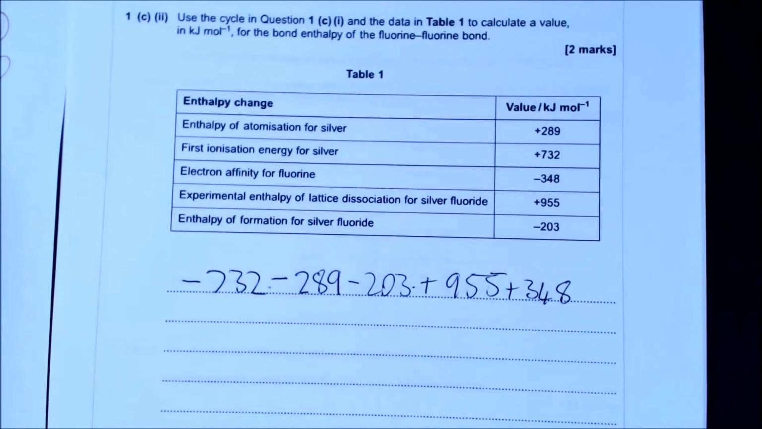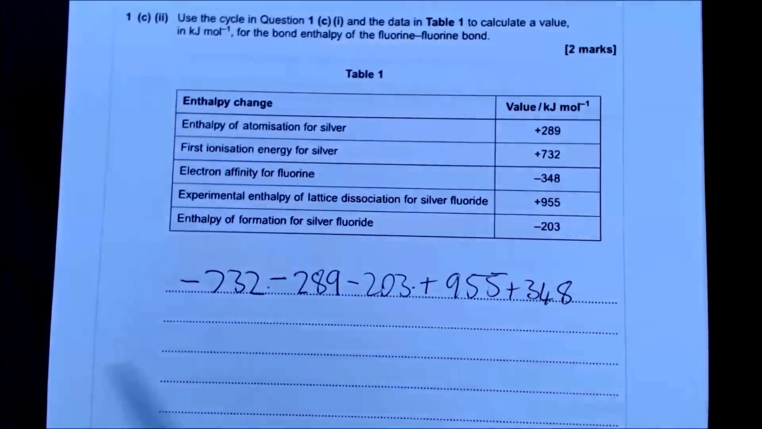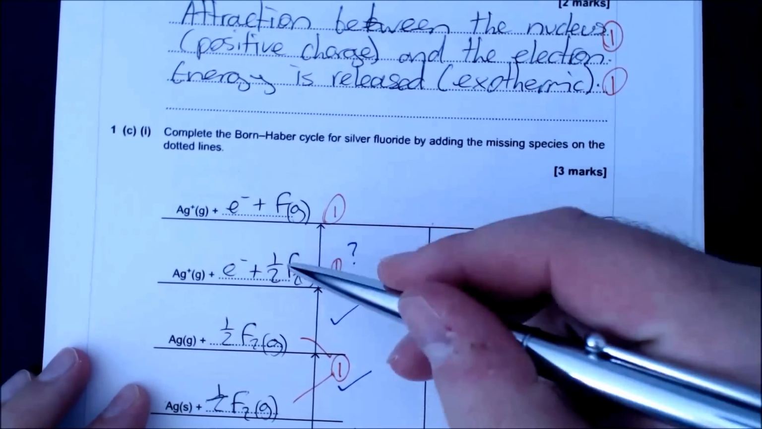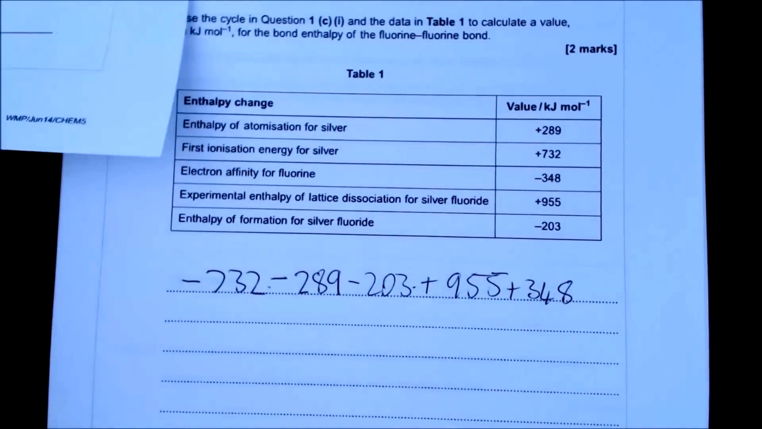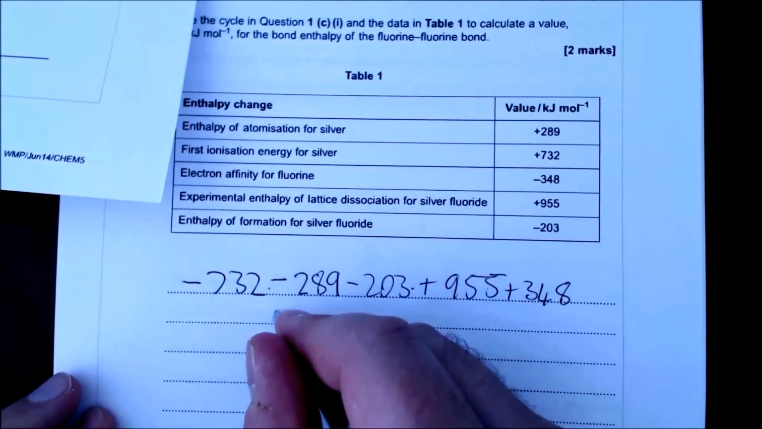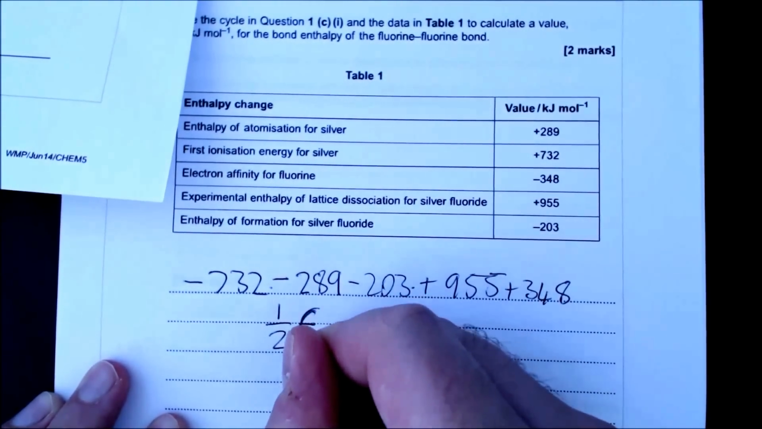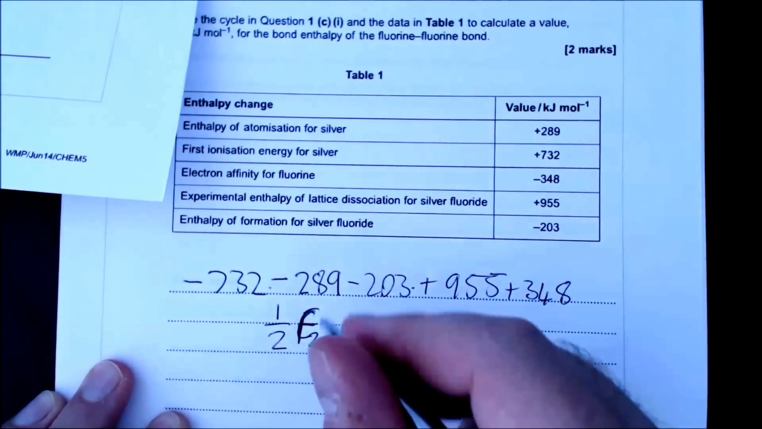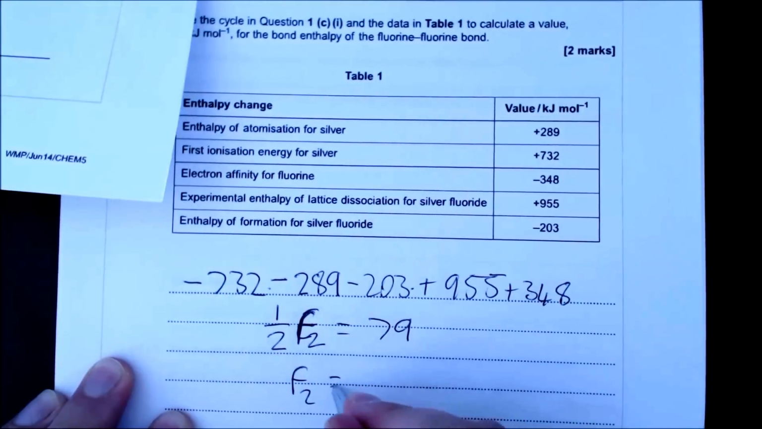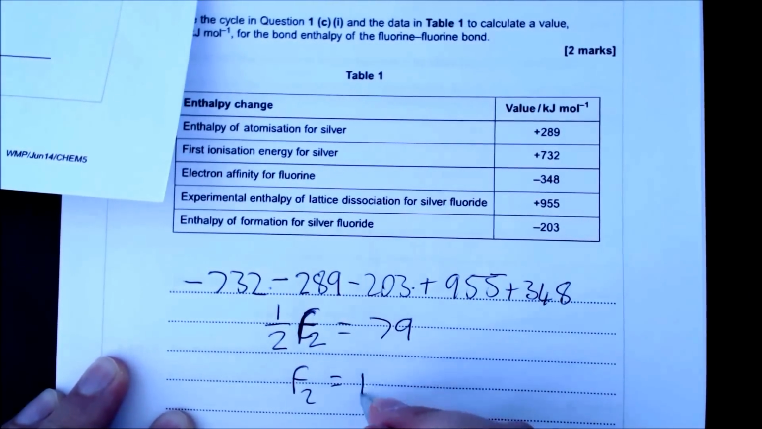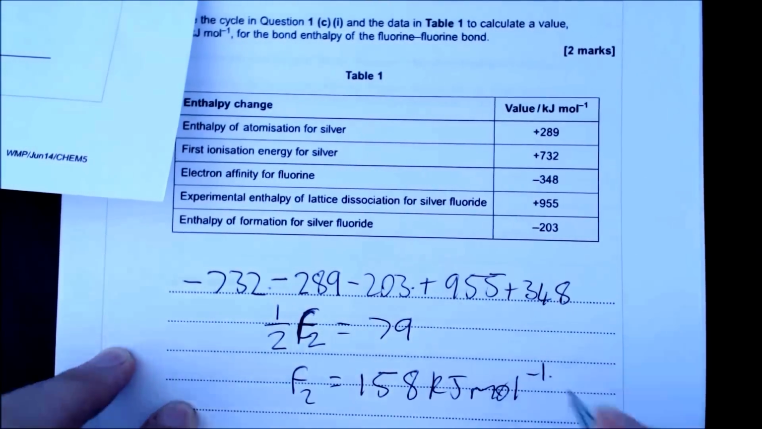Now 79 is actually the enthalpy value for half F2, because if we go back to our cycle, you can see here that this value is for half F2, so that's not for the 1 mole of fluorine, which is what the bond enthalpy would suggest. So the energy for half F2 is going to be 79. So for the bond enthalpy for 1 mole, which is what we need to work out, all we do is double that, and we should get 158 kilojoules per mole. And there's our answer.